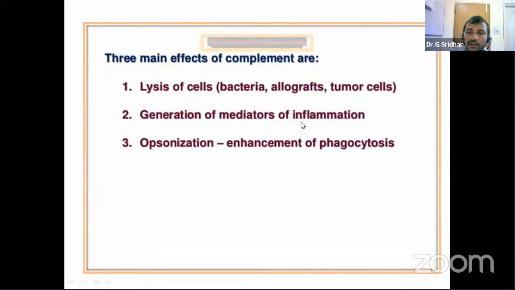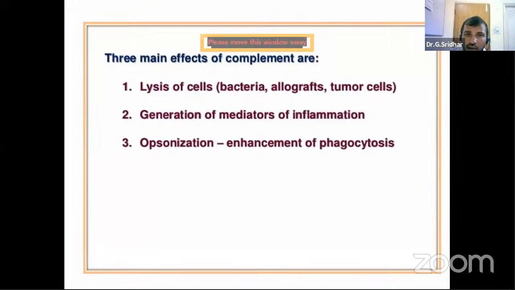Then the last one is called opsonization, enhancement of phagocytosis. As I said, complement proteins are mainly synthesized by the liver, but to some extent phagocytic cells and tissue macrophages can also synthesize the complement proteins. Complement proteins circulate in the serum in an inactivated form. Also some complement proteins are membrane attached proteins. Mainly the phagocytic cells have the complement proteins attached.